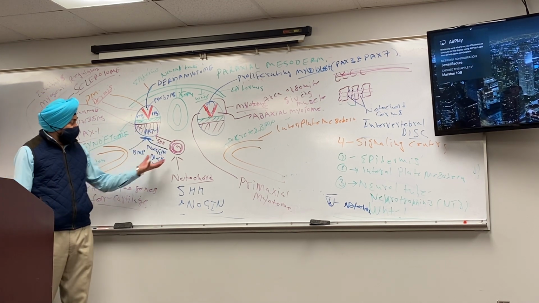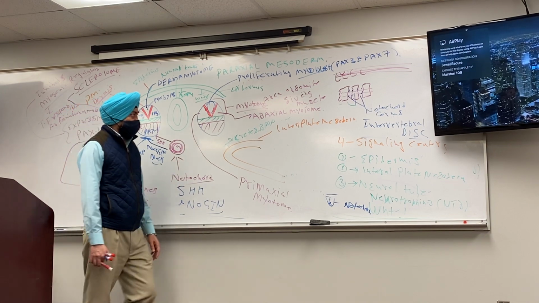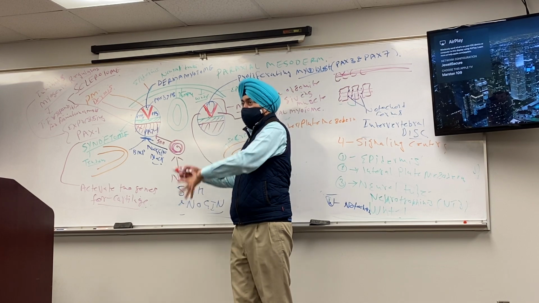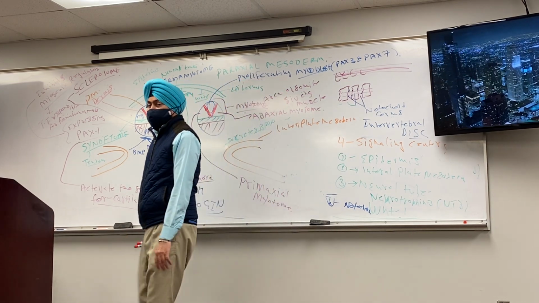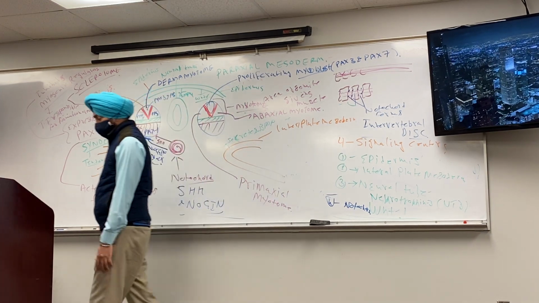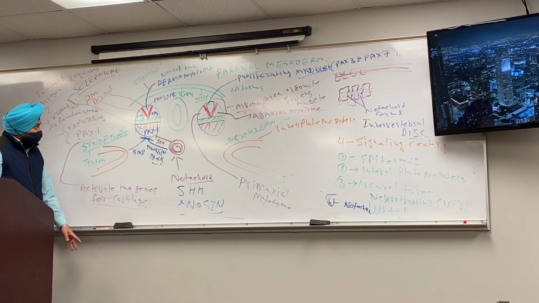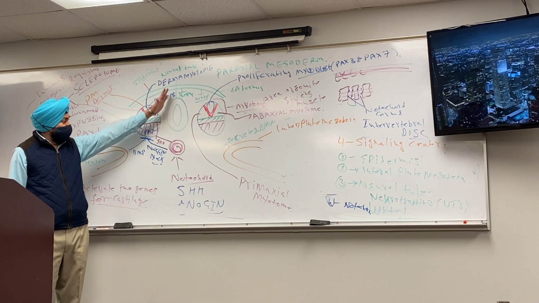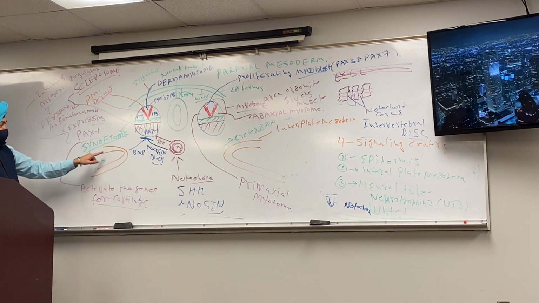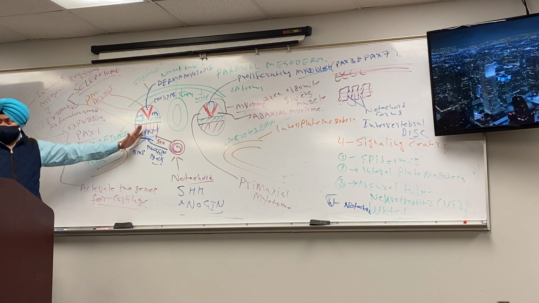And the 4th signaling center is the notochord, and the notochord secretes sonic hedgehog and noggin. We did talk about the fate of the notochord also. We said the notochord will disintegrate later. It's here now, but later it will disintegrate and form the cells of the intervertebral discs. Okay. Now, this notochord is sending the sonic hedgehog, and the lateral plate mesoderm is sending the BMP.